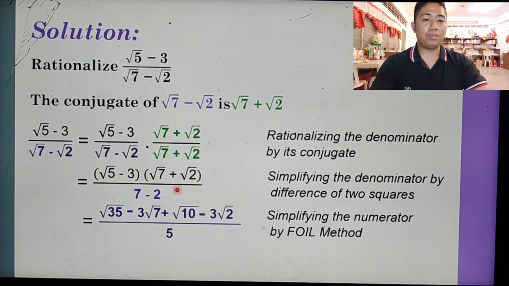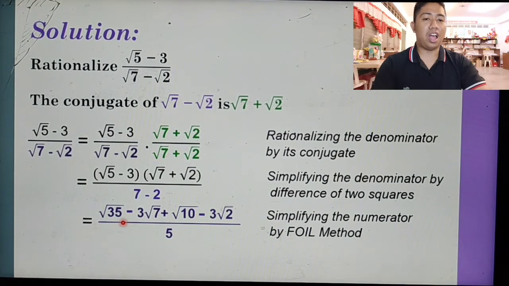So negative 3 times square root of 2, so we copy this as negative 3 square root of 2. And 7 minus 2, which is 5. So that is the denominator, which is 5. So the final answer is square root of 35 minus 3 square root of 7 plus square root of 10 minus 3 square root of 2 all over 5. So that is the final answer. So these are the terms of the numerator that are different.